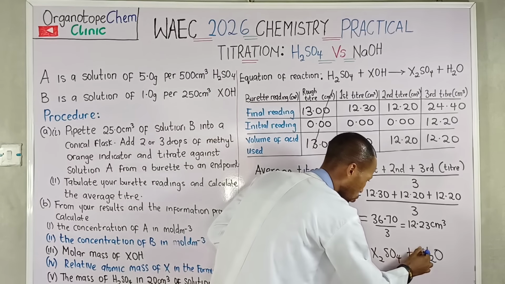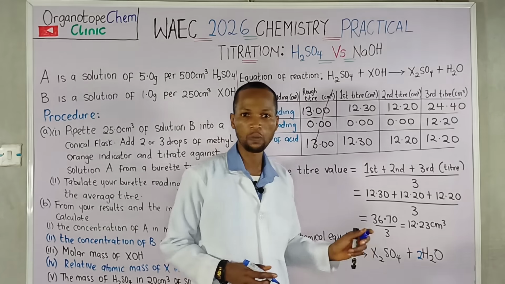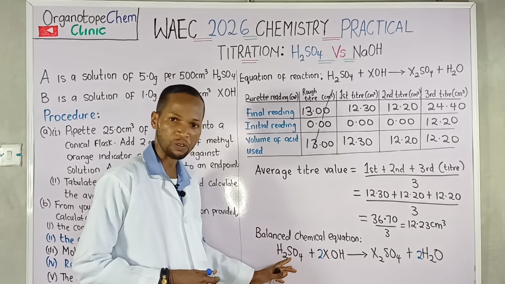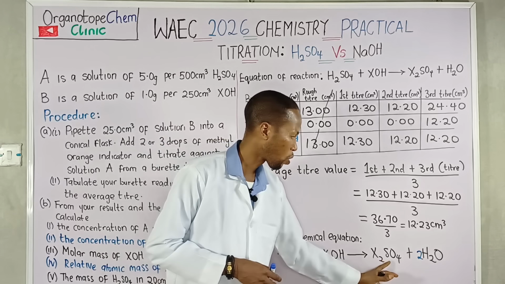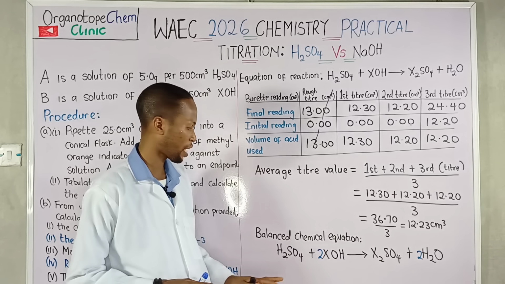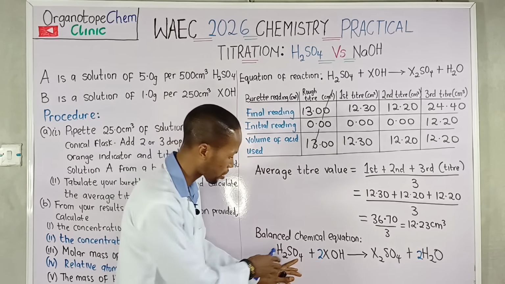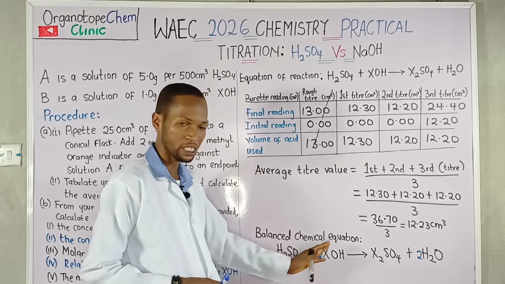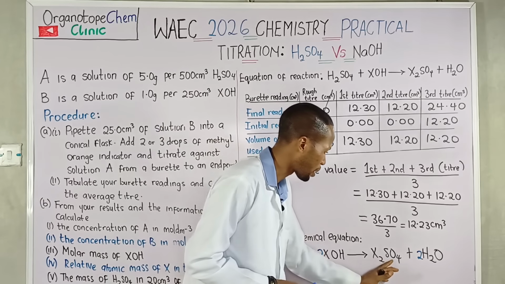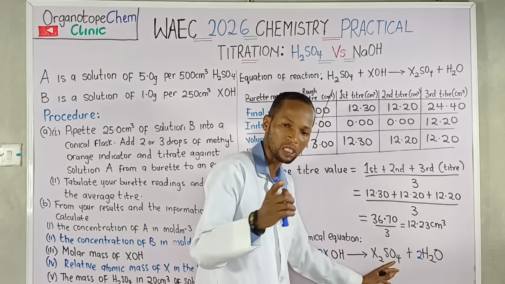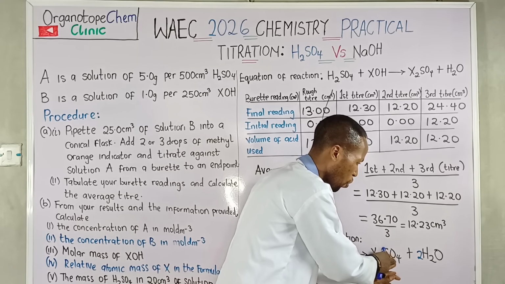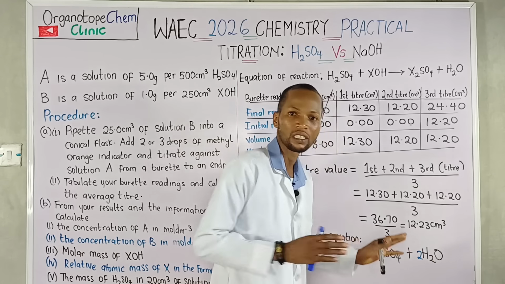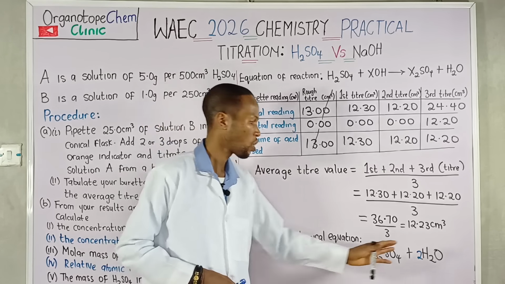So we need to introduce a coefficient of 2 to water to balance the atoms of hydrogen. Then sulfur: we have 1 atom of sulfur on the reactant side, 1 atom of sulfur on the product side. 4 atoms of oxygen right here plus 2 atoms of oxygen, making 6 atoms of oxygen on the reactant side. So we need to balance it with what we have on the product side. So 4 plus 2 times 1, that's 2 plus 4, that's 6 atoms of oxygen on the product side.